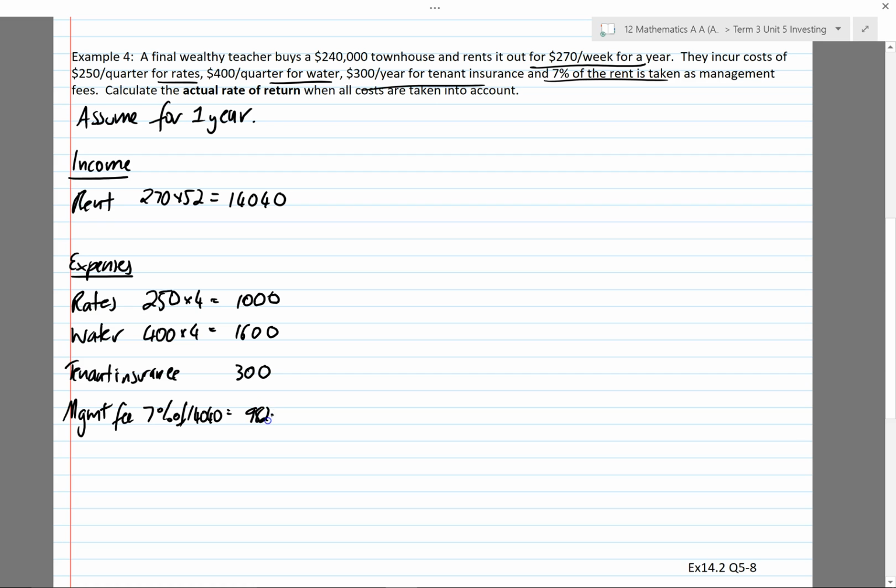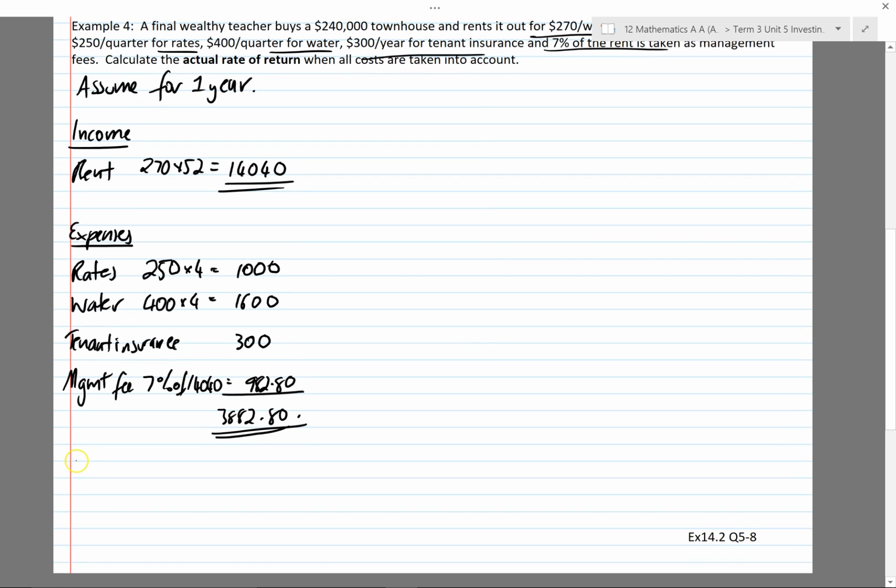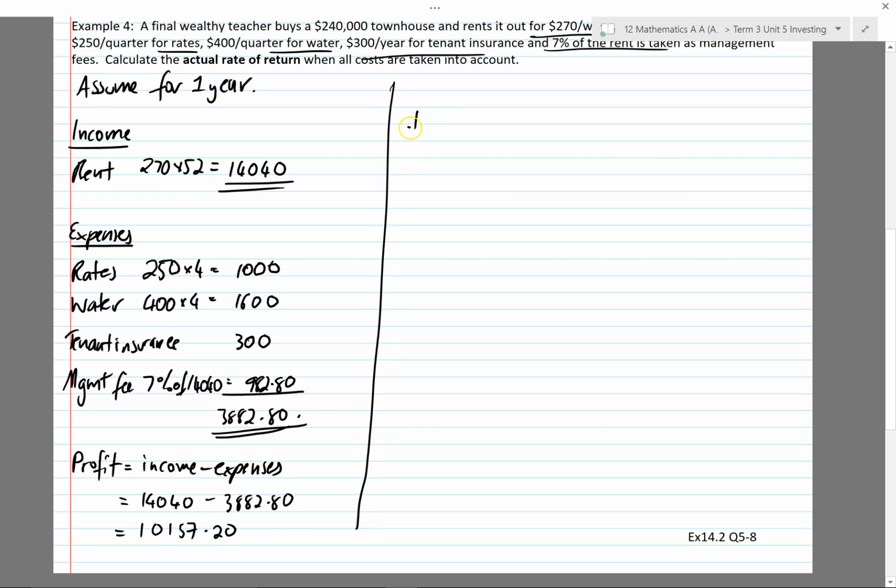So $982.80. So my total expenses are $3,882.80. Okay, so from here I can calculate my profit for the year, okay, which will be my income subtract my expenses. Take that $14,000 income and take away my $3,000 of expenses, or $4,000 of expenses. End up with $10,157.20. Okay, and that will be the profit that I'll put into my simple interest formula.